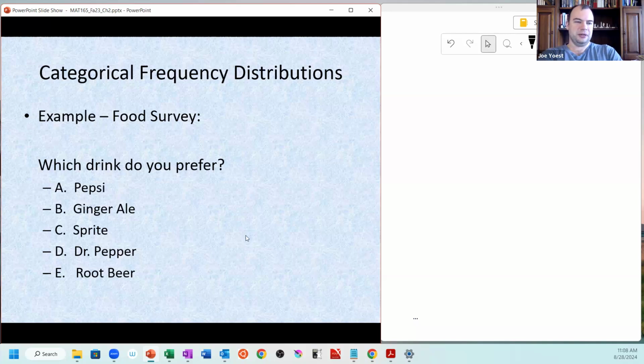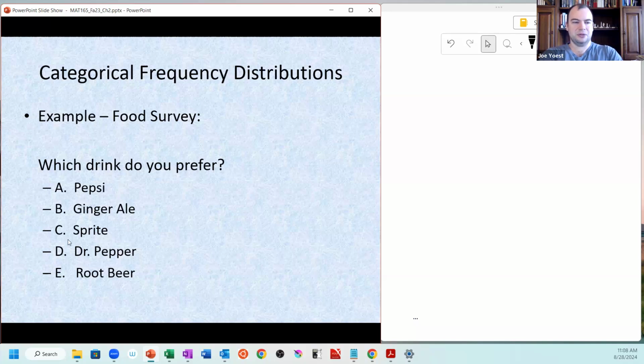So for example, if we did a survey for a food manufacturer, and we asked people, which drink do you prefer? Pepsi, ginger ale, Sprite, Dr. Pepper, or root beer. There's not a natural ordering or ranking between these, right? Compared to, say, if we were measuring people's heights, somebody who has a higher number for their measured height is a taller person. There's a more natural ordering or ranking.